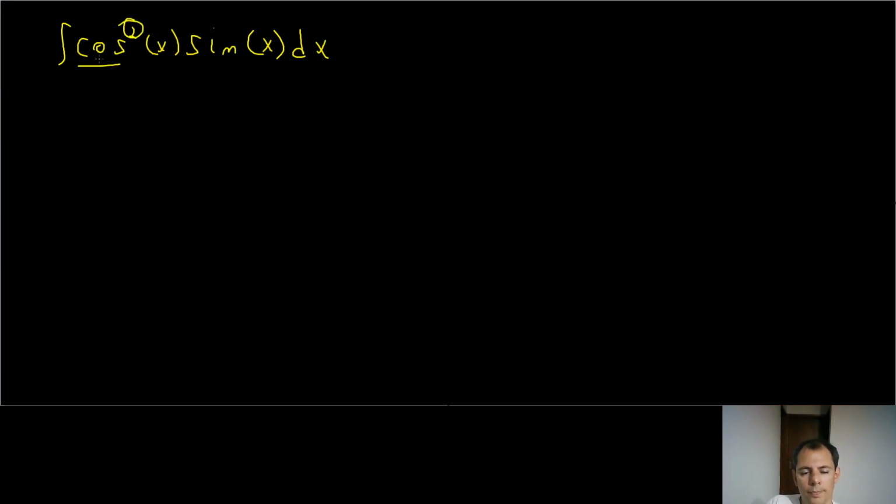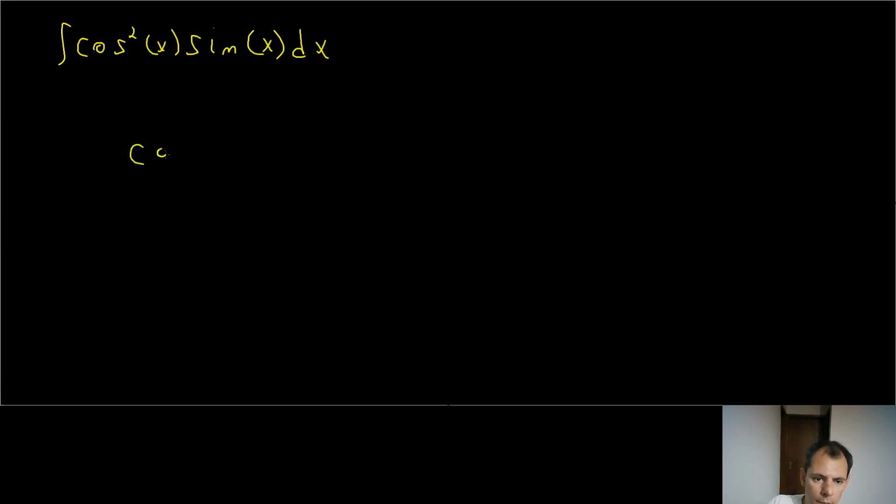Okay, last one for this video. Cosine squared of x, sine of x, dx. So the inner function is the cosine, the outer function is 2. What is the derivative of the cosine? It's the minus sine. That's fine because you have a sine in here. Okay, don't worry about it.